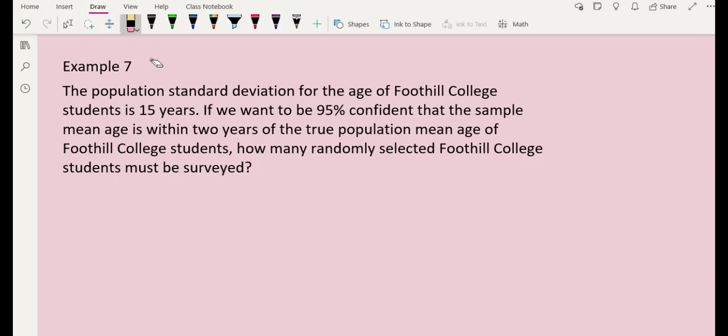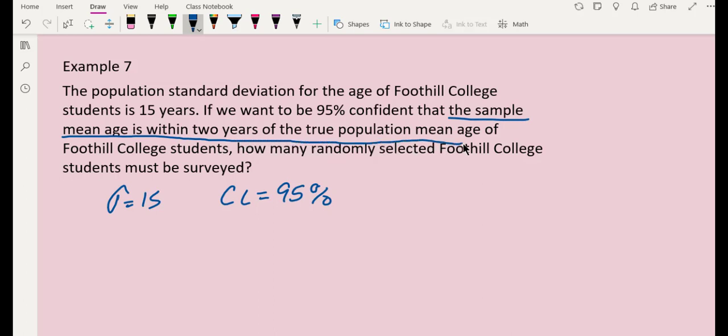First things first, like we do in class, we write down what we actually know. We know that our standard deviation is 15. We know that we're working with a confidence level of 95%. If we pay attention to the lingo, it says the sample mean is within 2 years of the true mean population age. This is an indication that this is our margin of error.